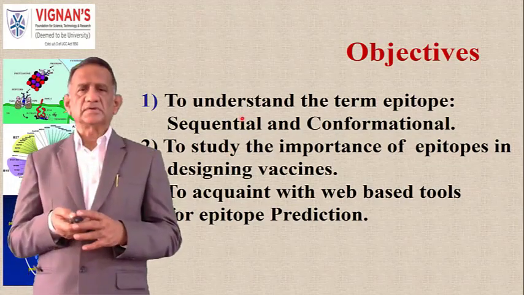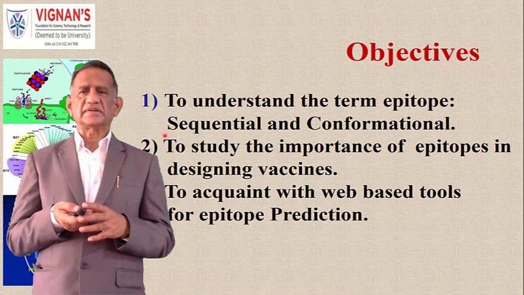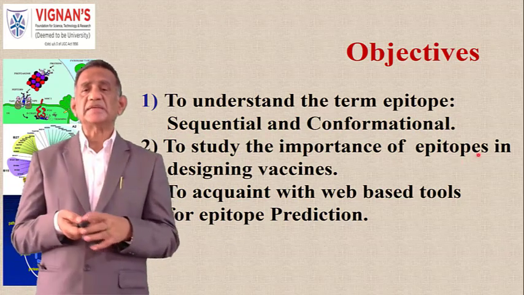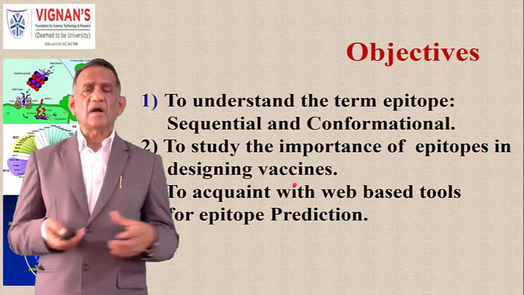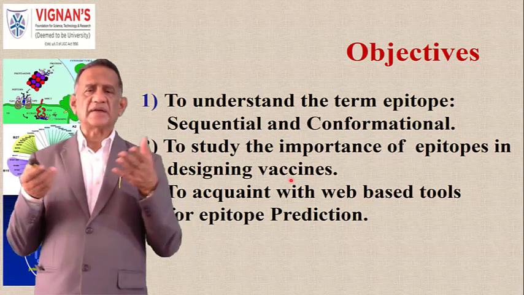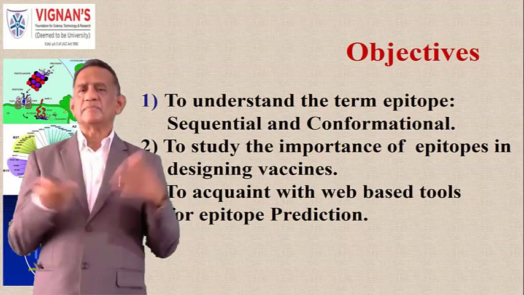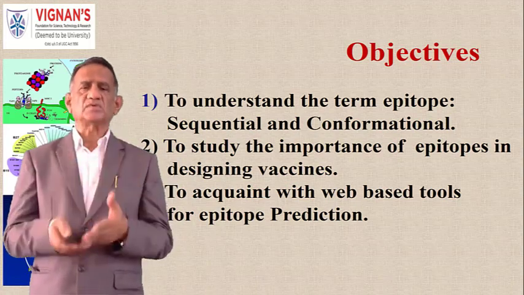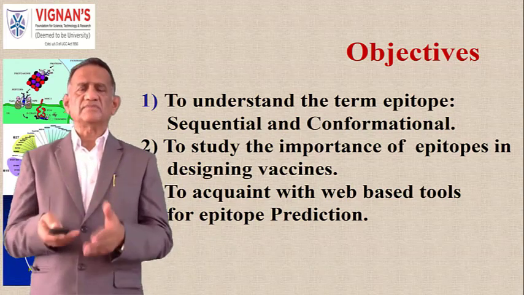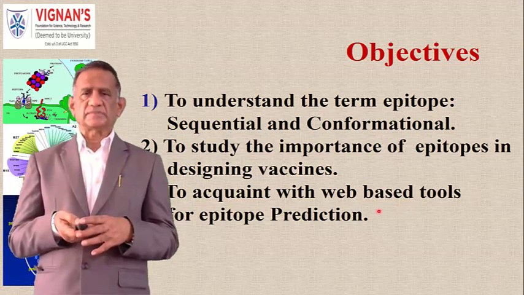So let us see the objectives. To understand the term epitope, and again let us know here consequential and conformational epitopes. To study the importance of epitopes in designing vaccines. See, ultimately we are studying all these 4 units of immunology, and again 5th unit we are studying how to design a vaccine. See, because vaccine for coronavirus will not come from elsewhere. It comes from the coronavirus proteins only, coronavirus genes only. Okay, so like this, how to make a vaccine from the pathogen, and to acquaint the web-based tools for epitope prediction. Let us see here.